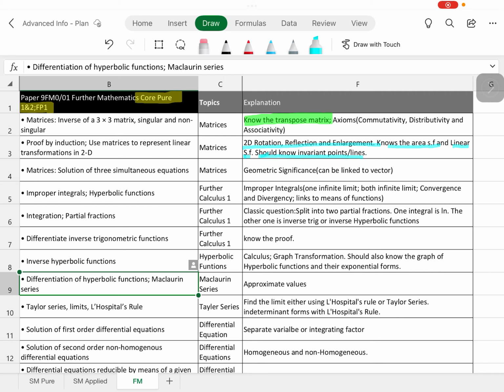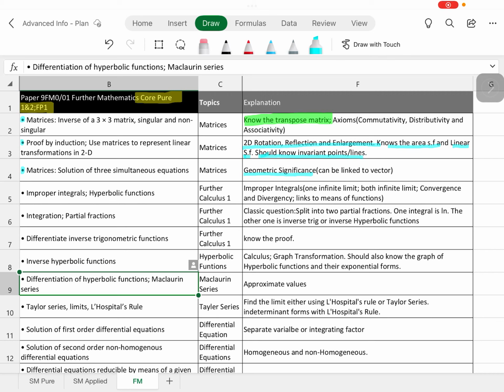Third bullet point, matrices: solution of 3 simultaneous equations. Firstly, you should know the geometric significance. They may ask you, okay? There are different types: maybe formed in a prism, or 3 planes intersect at a unique point, or 2 planes parallel and the third plane going through them. So we need to be able to describe it.